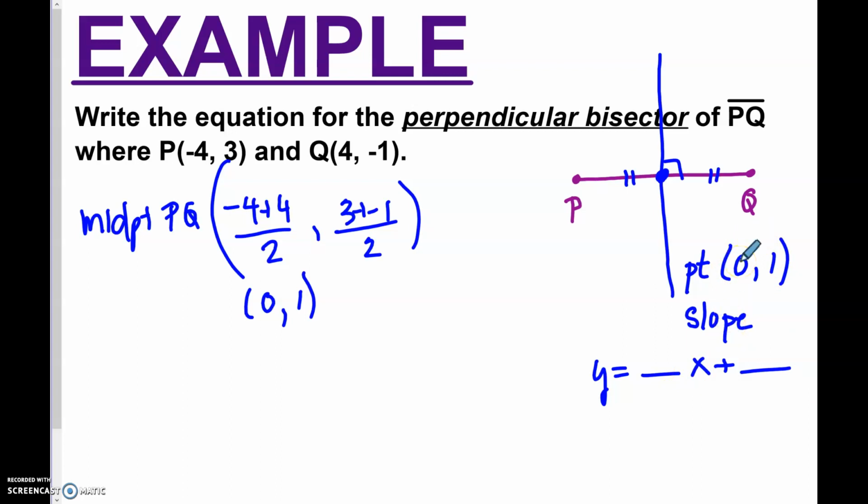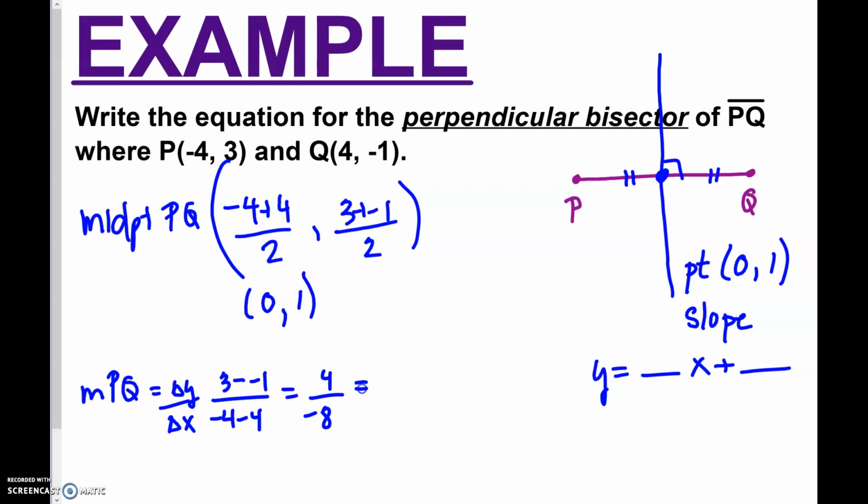Well, my plan is I'm going to find the slope of PQ. Remember that is change in y over change in x. So my y values, it's 3 minus a negative 1, and then the x values are going to be negative 4 minus 4. So 3 minus a negative 1 looks like 4. Negative 4 minus 4 is a negative 8. So I am getting the slope of negative 1/2. So the slope of PQ is negative 1/2.